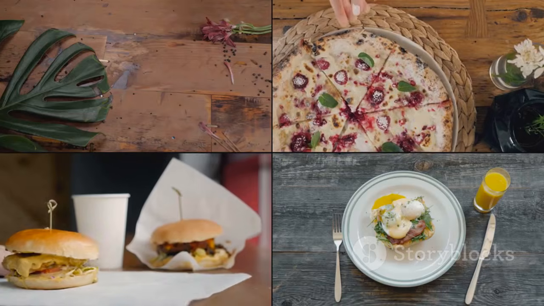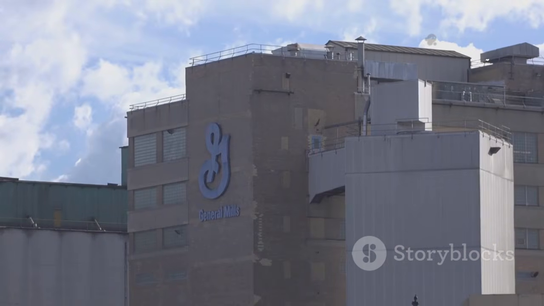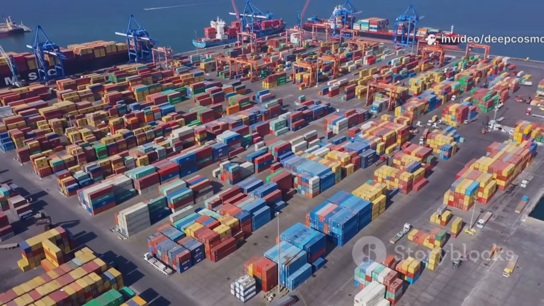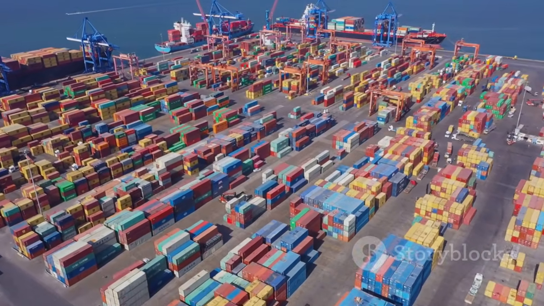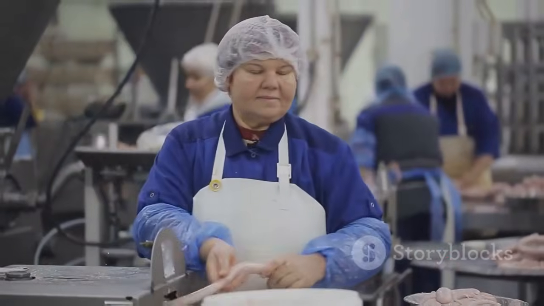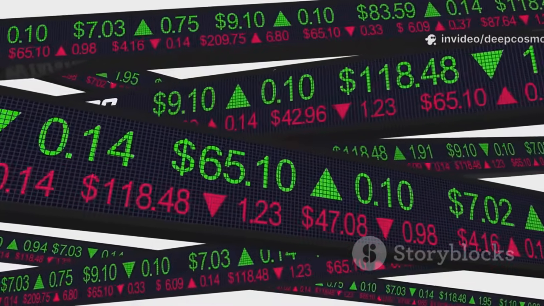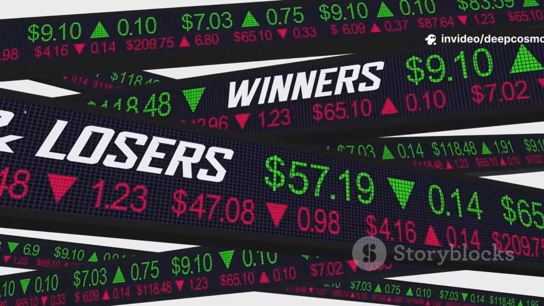Not all companies were equally affected. General Mills, for example, sourced 95% of its ingredients domestically, insulating it from most tariff effects. The impact of tariffs depended on each company's supply chain and reliance on imports. Some faced major challenges, others barely noticed a change. The industry's response was a patchwork of winners and losers.